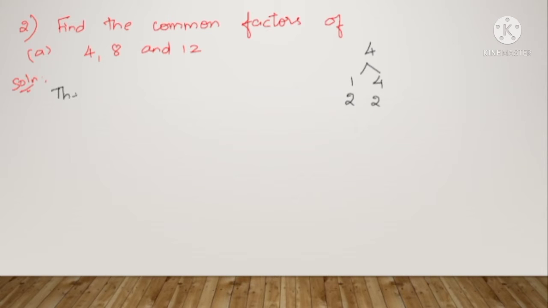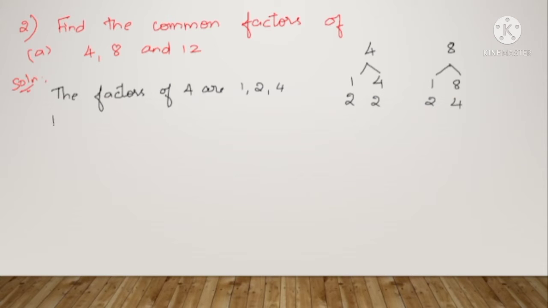1 4s are 4, and then 2 2s are 4. So the factors for the number 4 are 1, 2 and 4. And now we have to write the factors for 8. So what are the factors for 8? 1 8s are 8, and then 2 4s are 8.